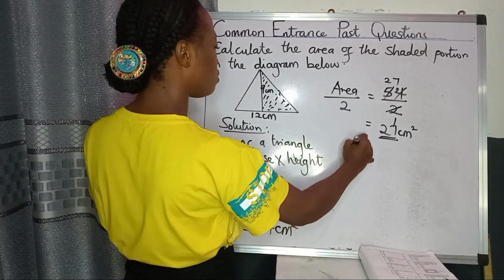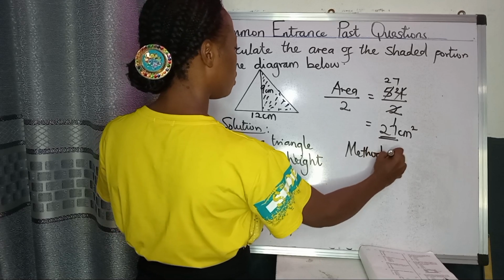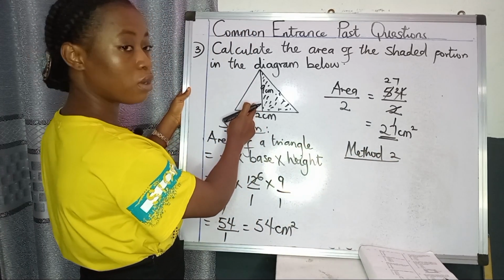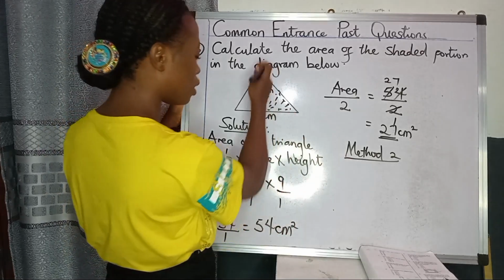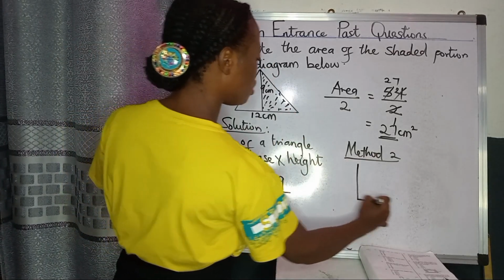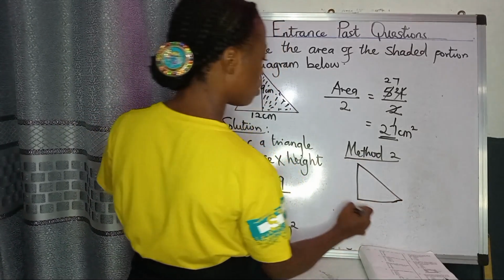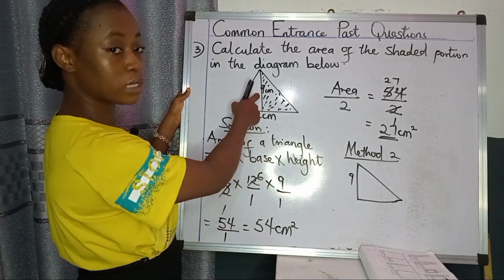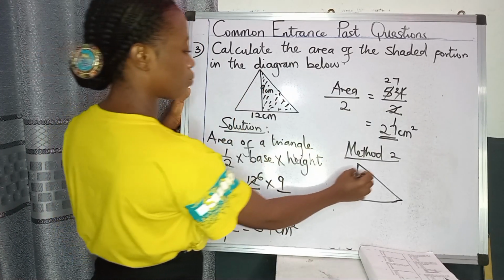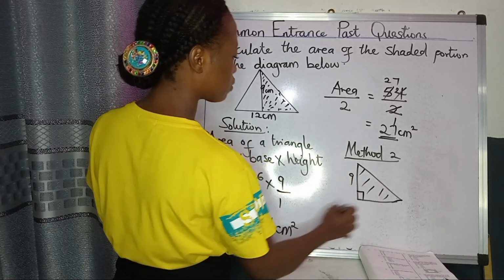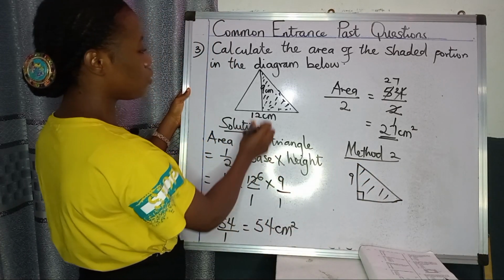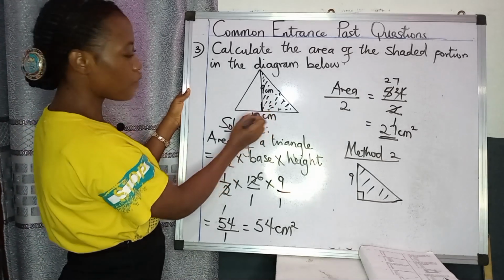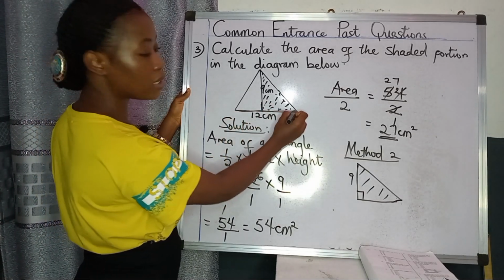Now for the second method, like I said, you simply cut out this shaded portion. Alright, so this is a triangle cut into 2. I'll simply divide the triangle by 2. Now the height remains 9. The height was not cut out. The height remains 9. All right. And then the baseline, if you look at this triangle, has been cut into 2. Therefore, the baseline will no more remain the same.